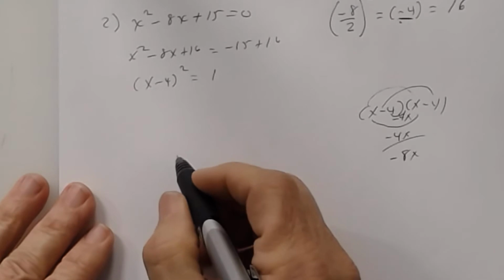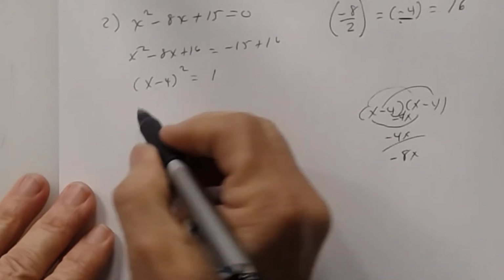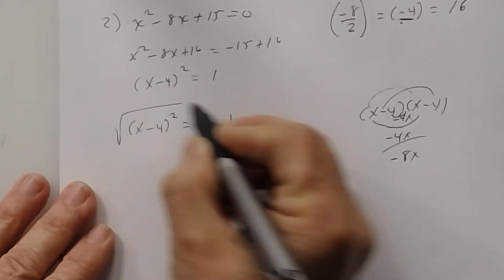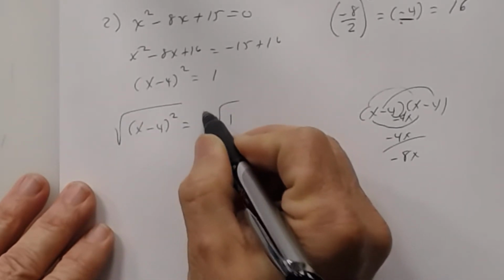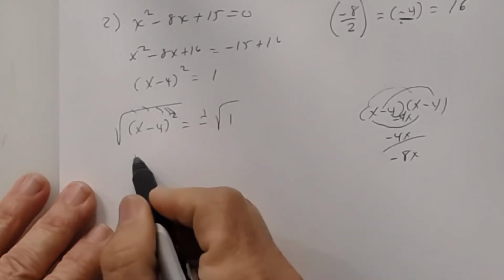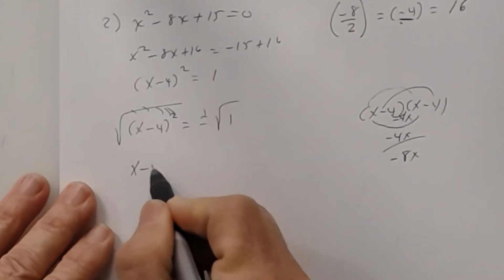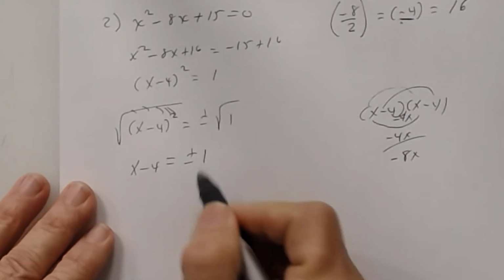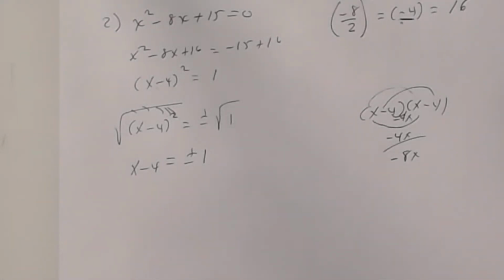What's the next step? Square root both sides. I must insert what? Plus or minus. So the square and square root cancel each other. So what's the expression on the left? X minus 4 equals plus or minus 1, right? Square root of 1 is 1. 1's a perfect square.